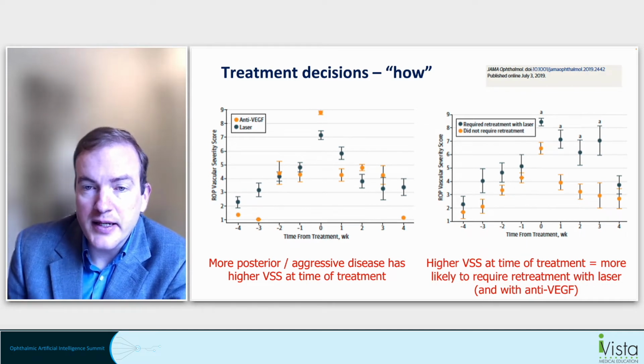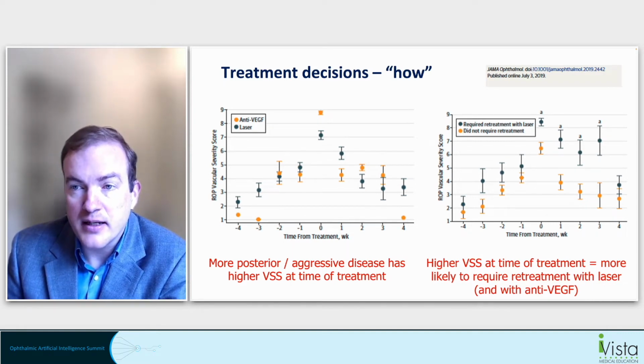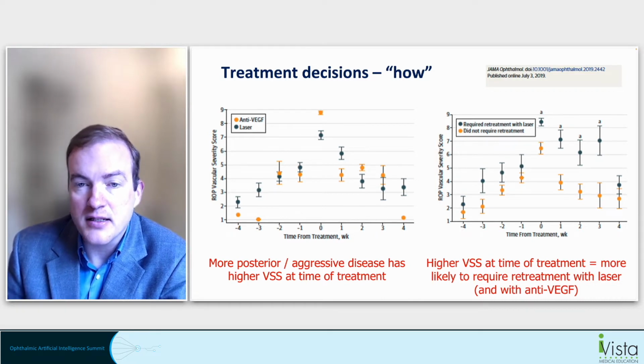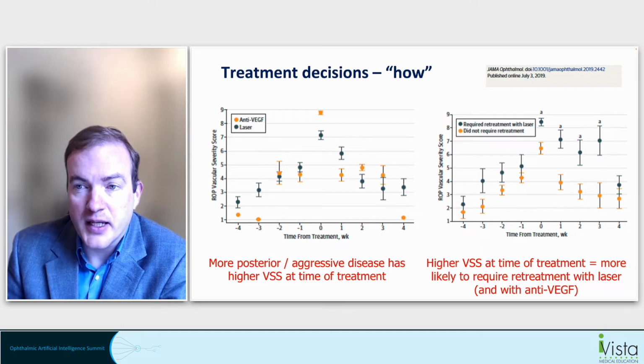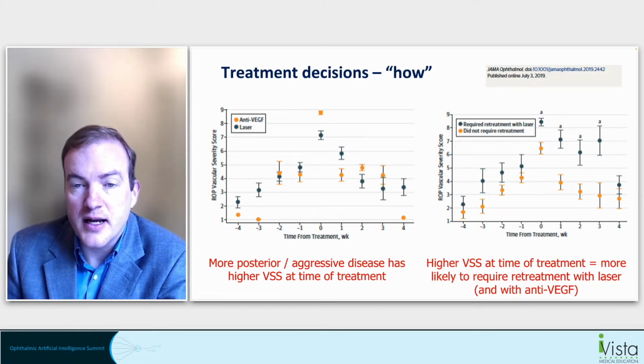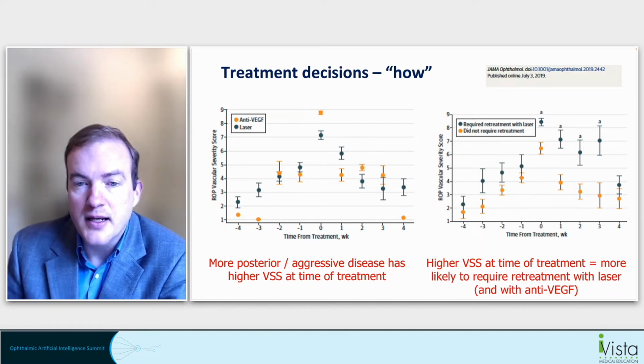Among patients treated with laser, we found that patients who failed primary treatment, that is, they needed a second treatment, had higher vascular severity at baseline. Either they were treated later with higher stage and extent of disease, or they were treated with more posterior disease. Both of these have significant implications for randomized clinical trials, where treatment failure is one of the primary outcomes. And if you don't control for this, or you have babies not being randomized because the clinicians don't have equipoise for how to treat, this can lead to, as we're seeing, some clinical trials not meeting their primary endpoints.